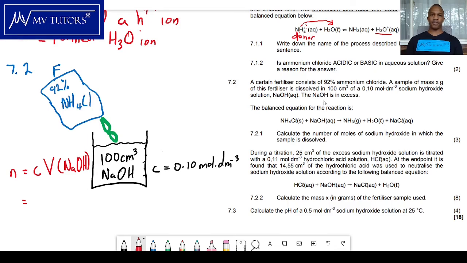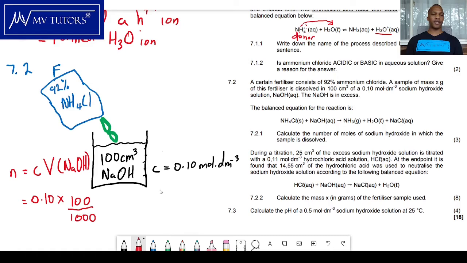we've been given 0.1, that's the concentration, times the volume. We've been given 100 centimeter cube, but we need to convert it to decimeter cube. So the conversion is dividing by 1,000. So if we divide by 1,000, that's where we get our conversion.